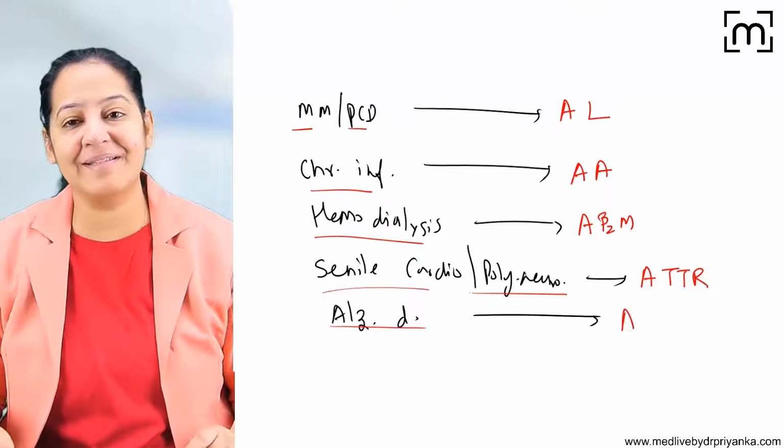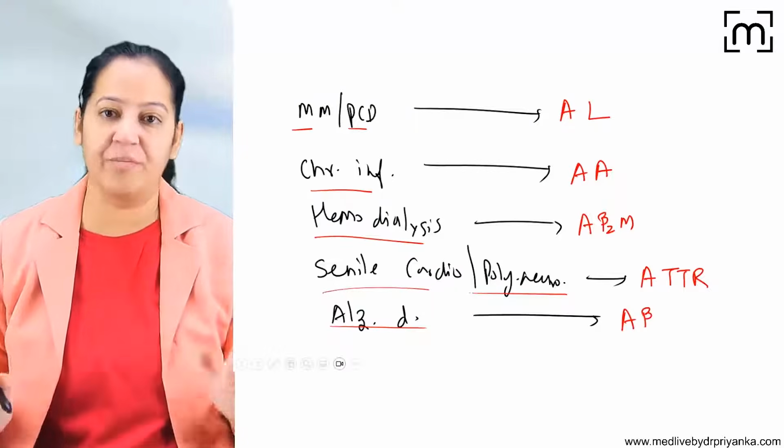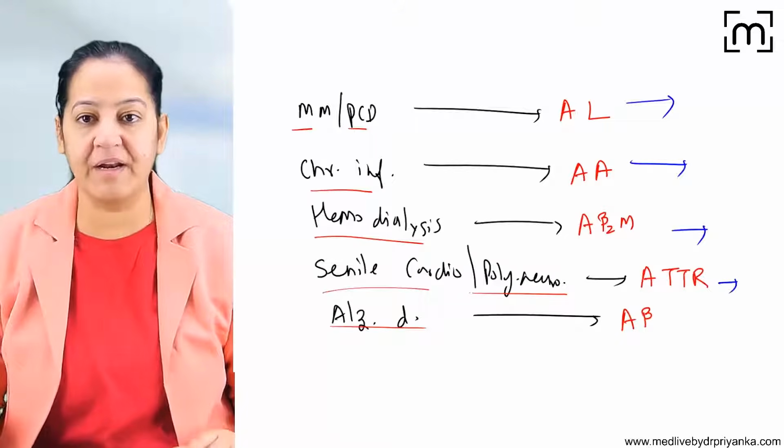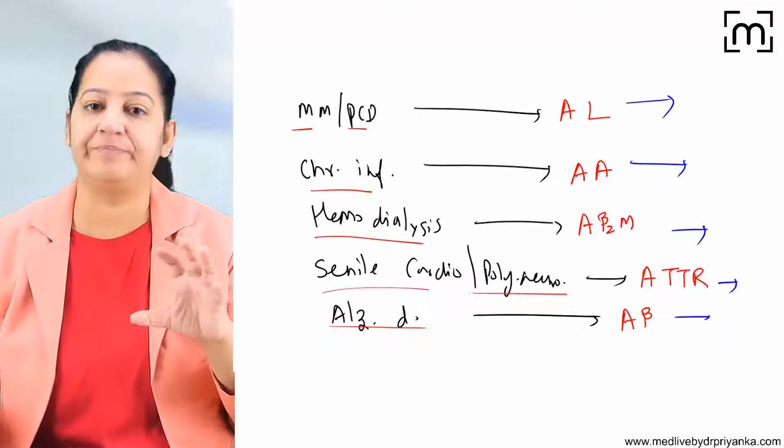And in Alzheimer's, it's amyloid beta, not beta 2 microglobulin. Now tell me the precursor from which they are formed. They all are formed from something. Now tell me the protein from which it is formed.